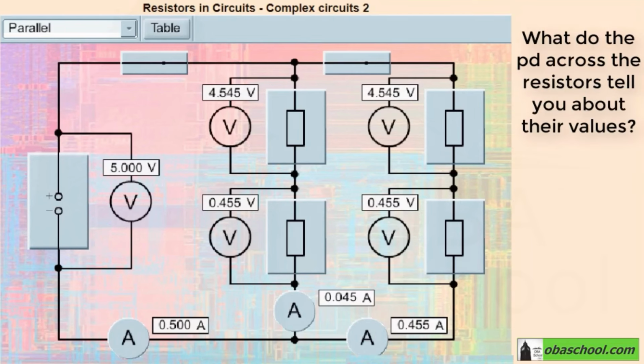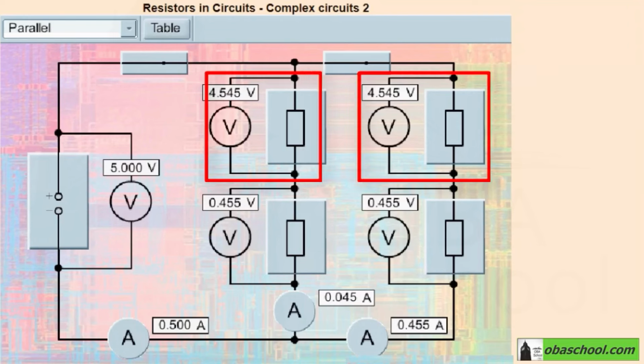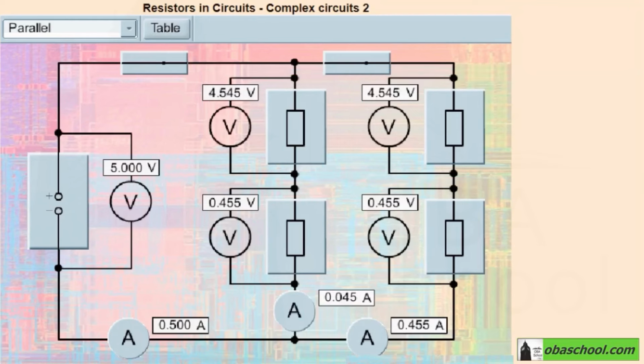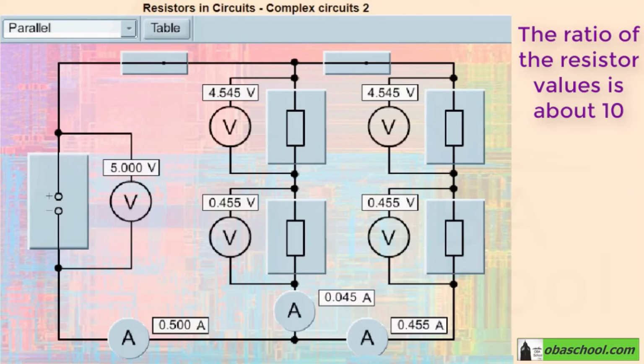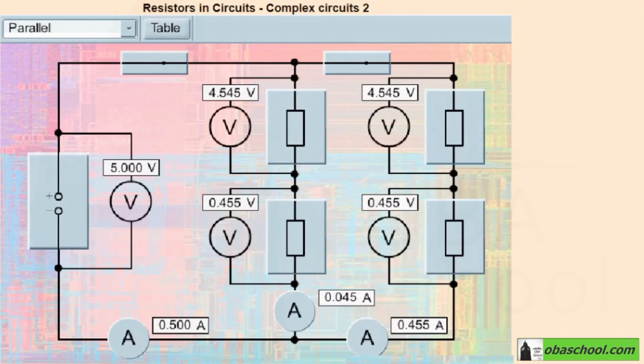What do the potential differences across the resistors tell you about their values? In each branch, the resistor near the top has a higher value, and the ratio of the resistor values is the same in both branches. The ratio of the resistor values is about 10.